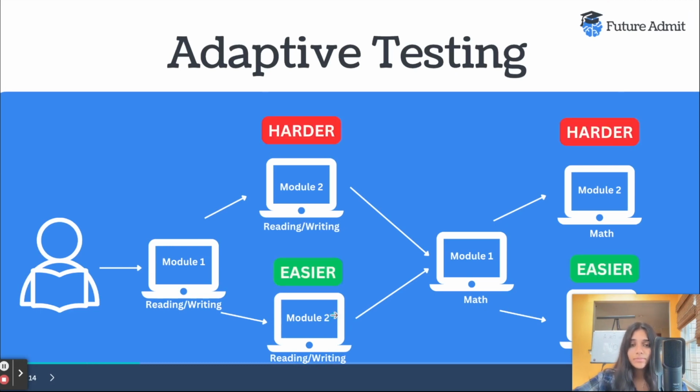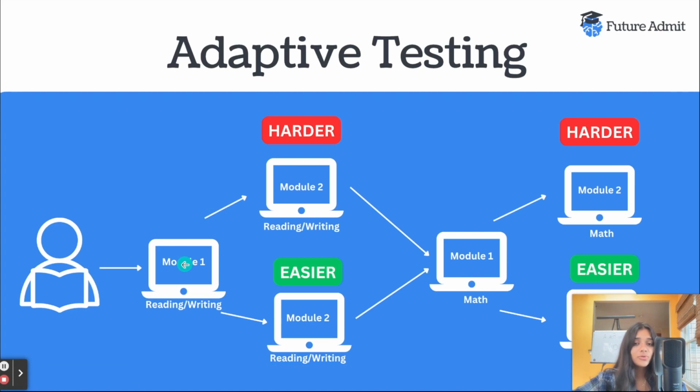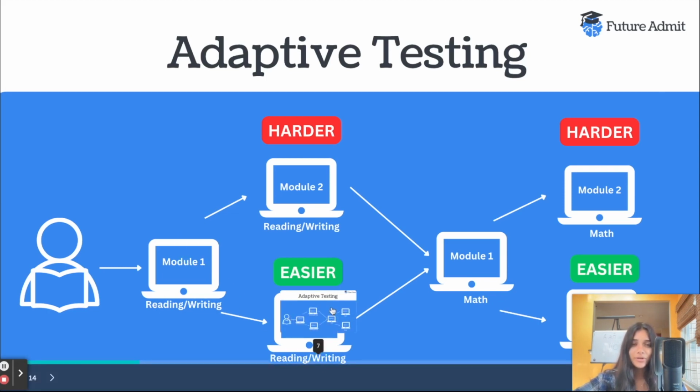So this can kind of be depicted by this here, right? So depending on how you do on the first module, that is going to be a pretty good, predictive indicator that the next section is rather going to be harder or easier. Now, don't try to bomb the first section just so that you can get an easier module 2.